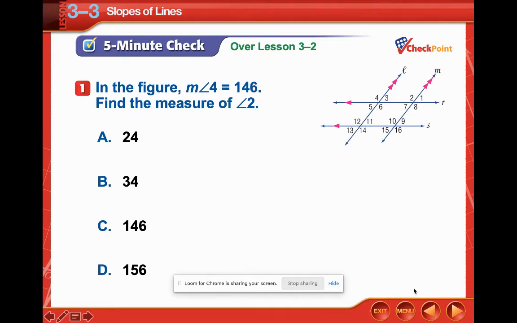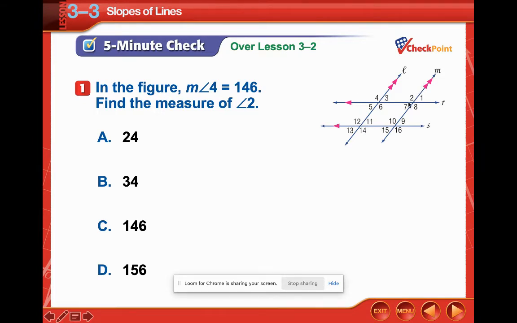All right, in the figure, measure of angle 4 equals 146, okay? So here's angle 4 right here. We need to find the measure of angle 2. So I like to look at this. These two are parallel, all right? We don't even need to look at this line because this has nothing to do with this problem at this point in time, all right?